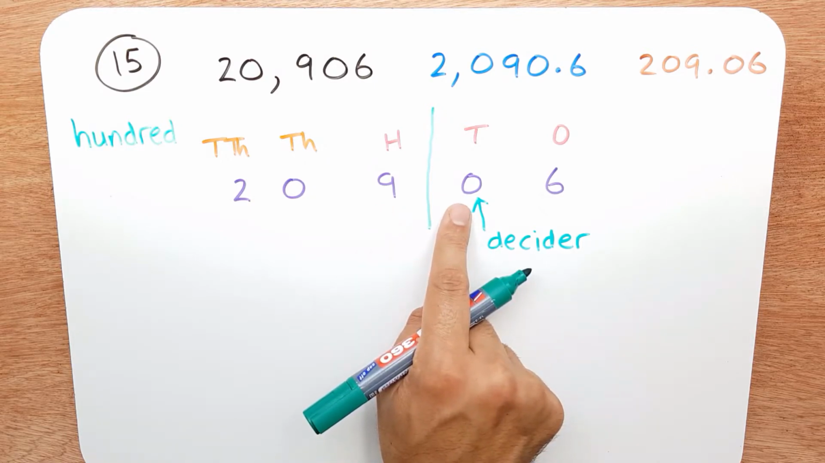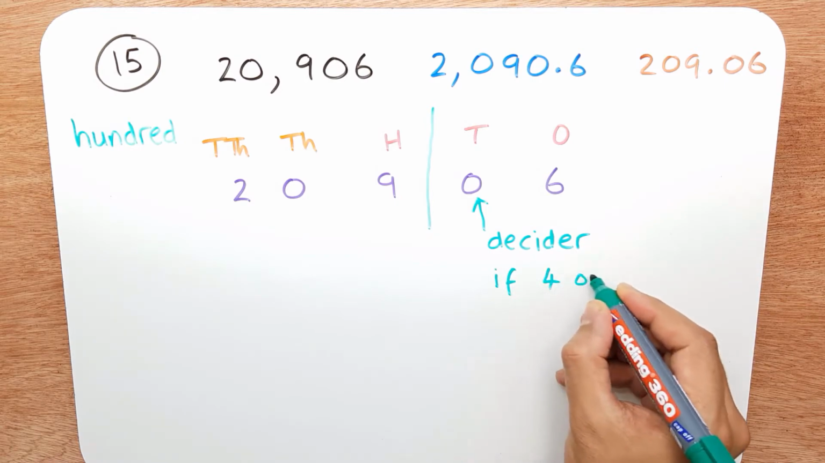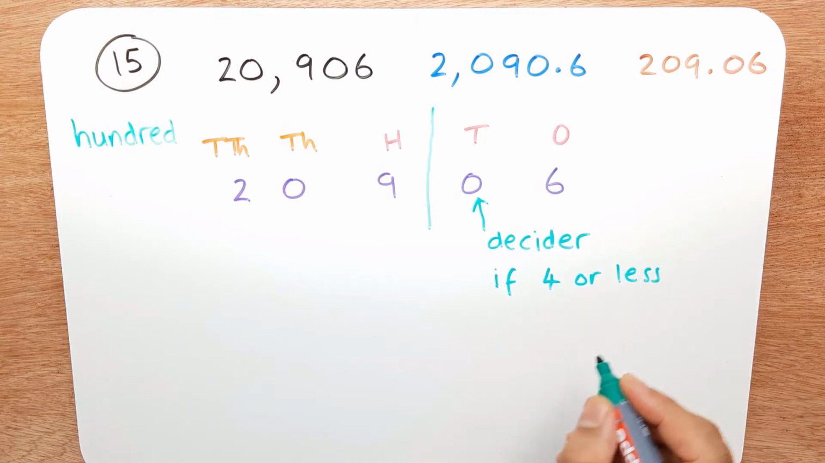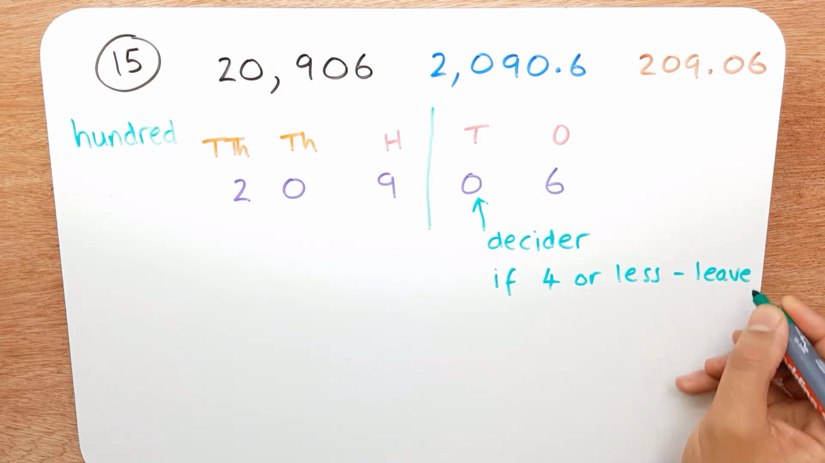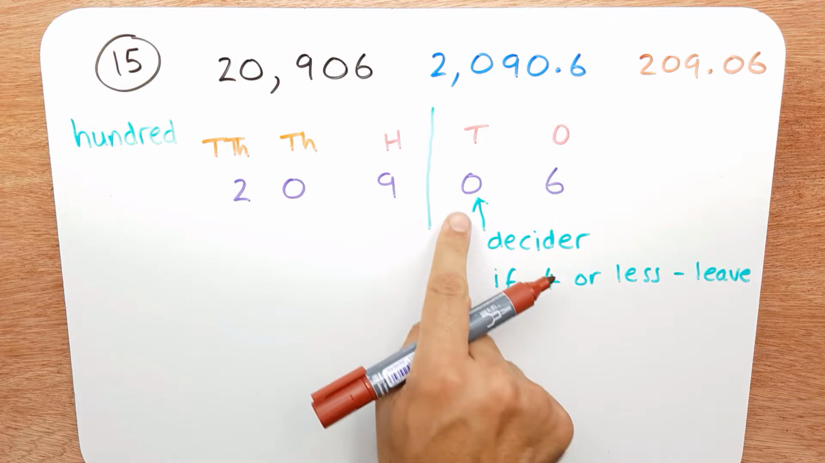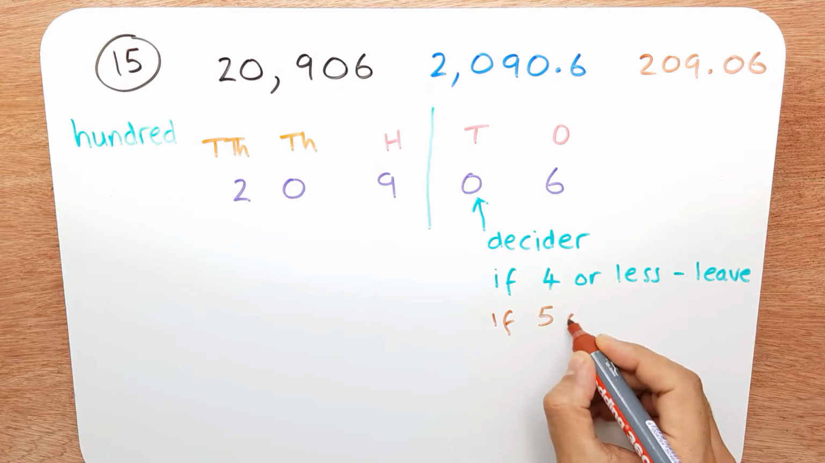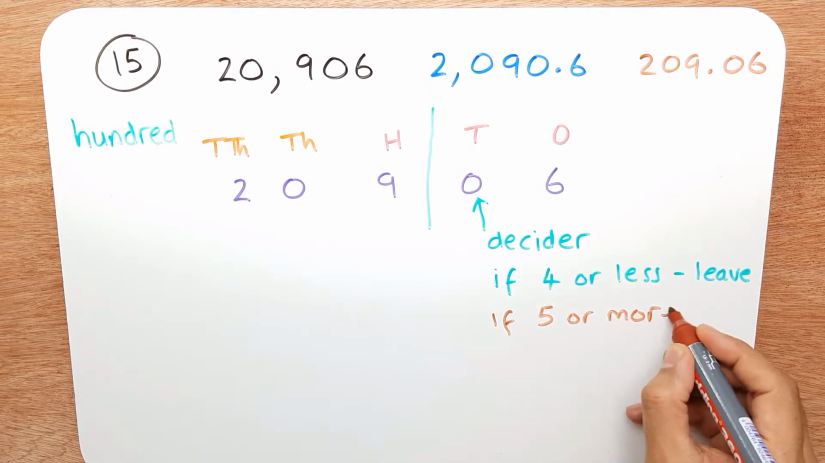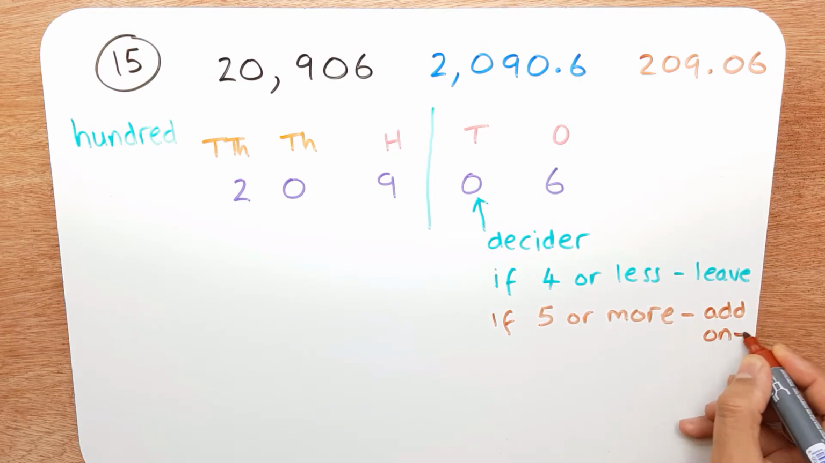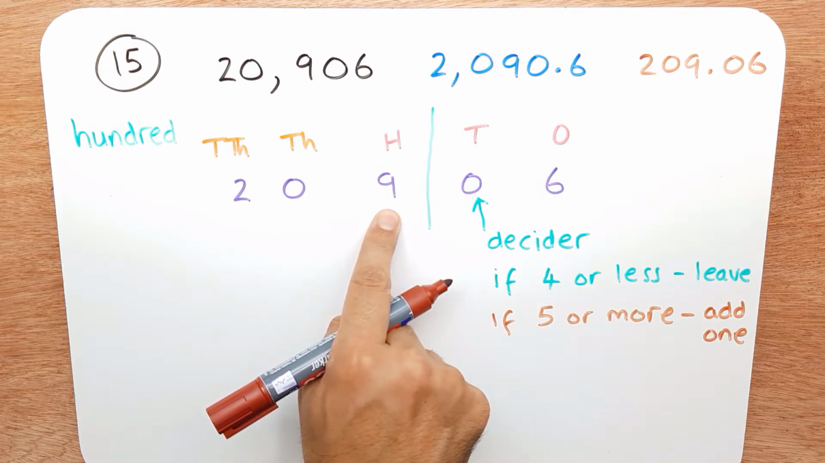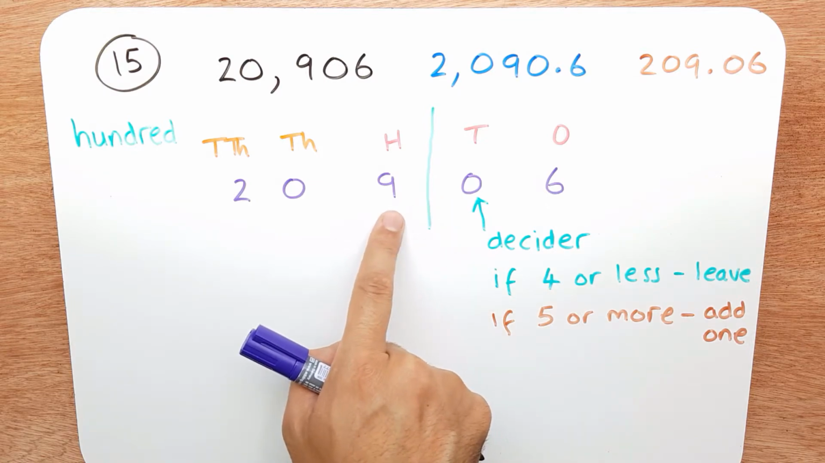There's two things that can happen. If it is 4 or less, you leave this alone. Now, if this digit or this number is 5 or more, you simply add 1 to this number here. We can see that that is 4 or less, so this stays the same.